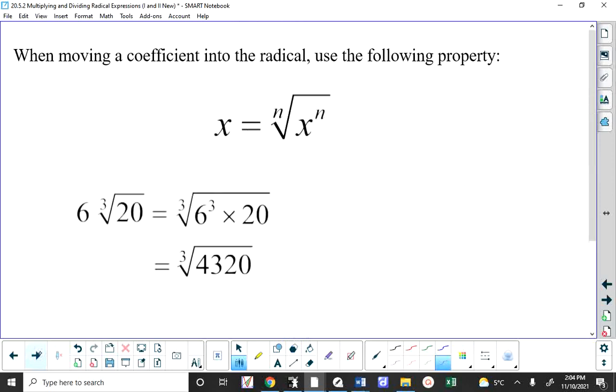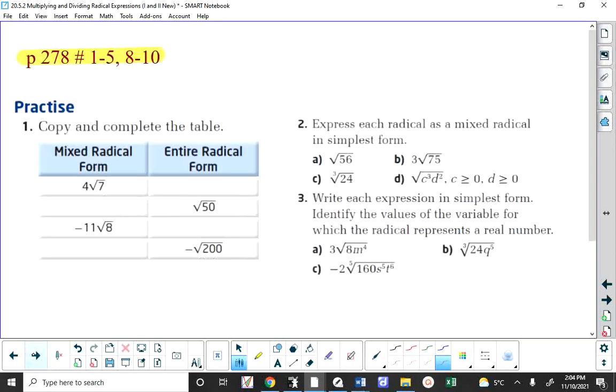And we can do the opposite too, right? If I have 6 multiplied by the cube root of 20, when I put that 6 underneath the cube root sign, I have to cube it, because the cube root of 6 cubed is 6. And then I can figure out that 6 times 6 times 6 times 20 is 4,320. And that's really what we learned yesterday. It's just an extension of what you already knew about square roots, but we took it to the next level with cube roots and fourth roots and fifth roots and whatever root we want.